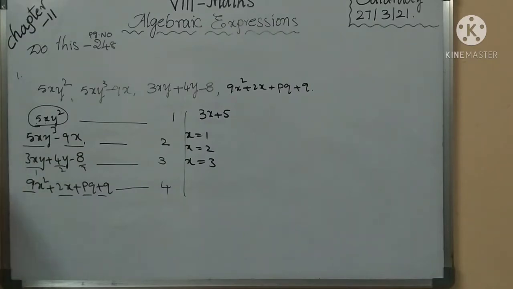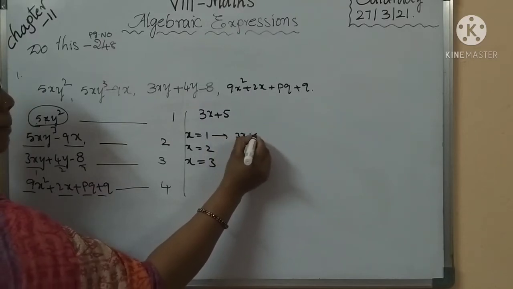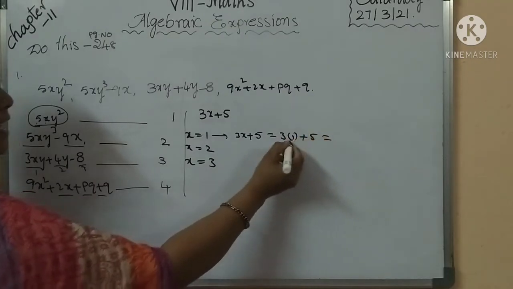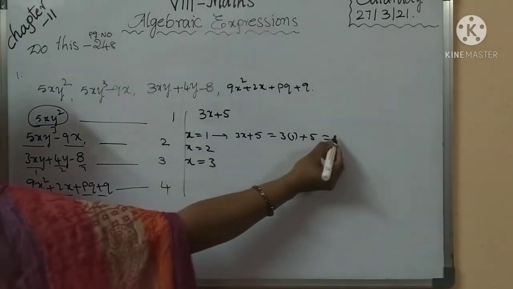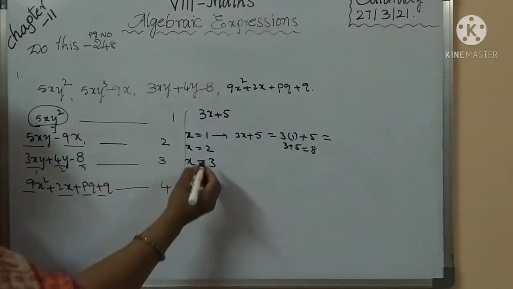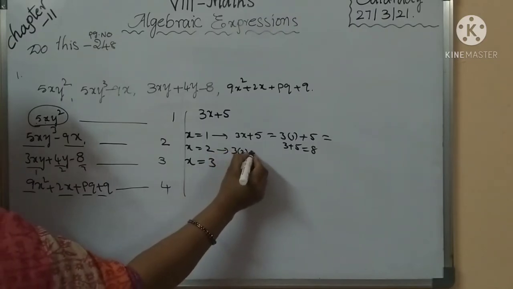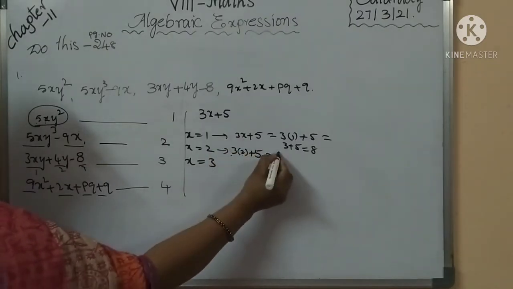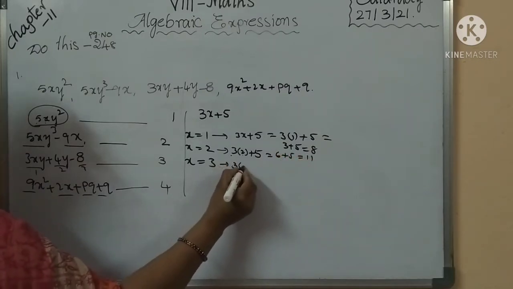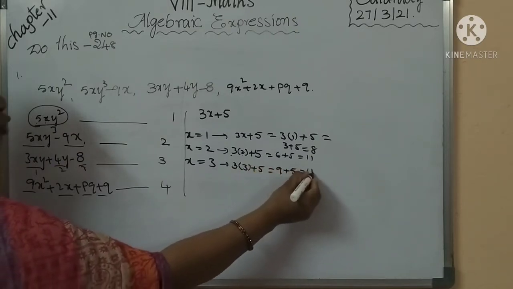Understand, children? Now we will substitute in the equation. What is the given equation? 3x plus 5. So 3 into 1, substituting the x value, plus 5. 3 ones are 3, plus 5 equals 8. Next, we substitute the x value 2. 3 into 2 plus 5 equals 3 twos are 6 plus 5 equals 11. Same, 3 into 3 plus 5 equals 3 threes are 9 plus 5 equals 14.